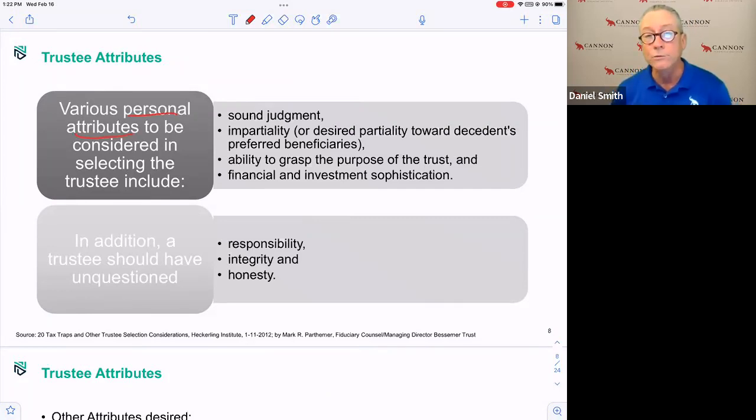So clearly, sound judgment is one of those things. There are many, many cases where we have to make decisions about things. What is the best way to do something? What is the right way to do something? It needs to be ethically inclined, so that honesty and integrity are critical parts of this, as well as having key elements of responsibility. But also that they can be impartial, right? Or desired partiality towards the decedent's preferred beneficiaries.